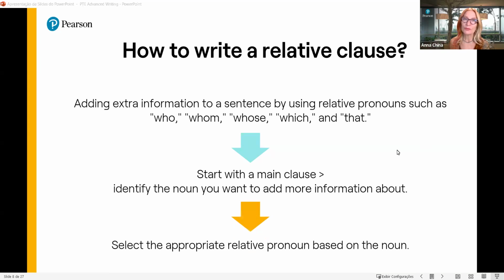And then, let's go back to the relative clause. You're adding information to a sentence and you're going to use a relative pronoun to do so. You will start with a main clause. You will identify the noun that you want to add more information about, and then you will select the appropriate relative pronoun based on the noun. Okay?